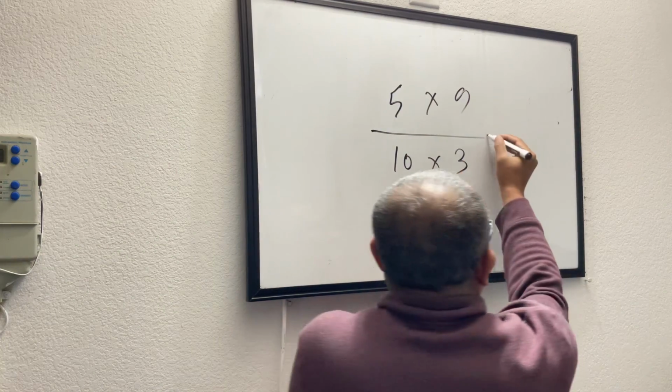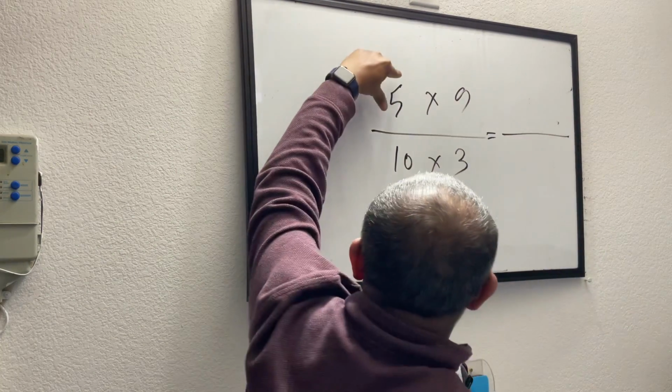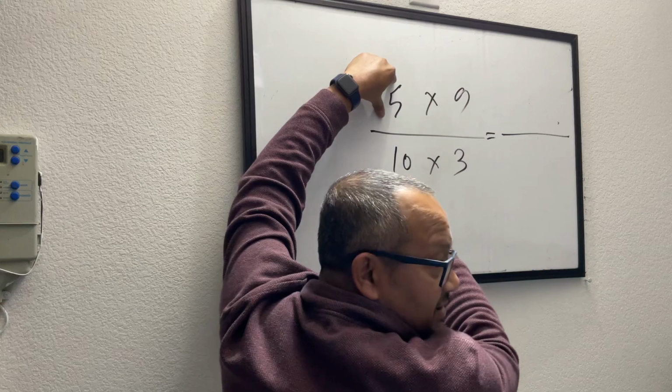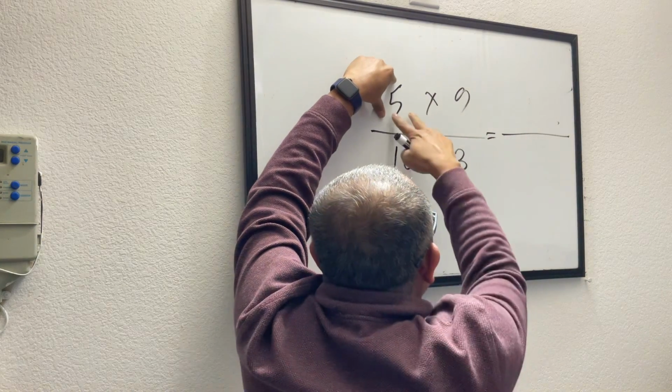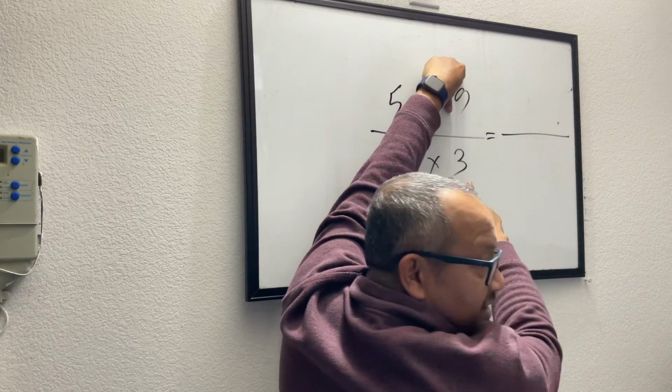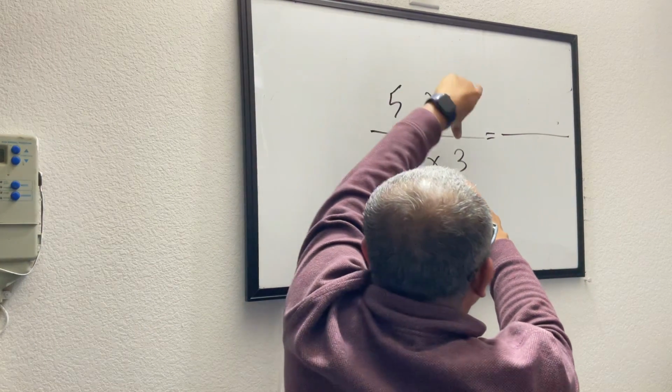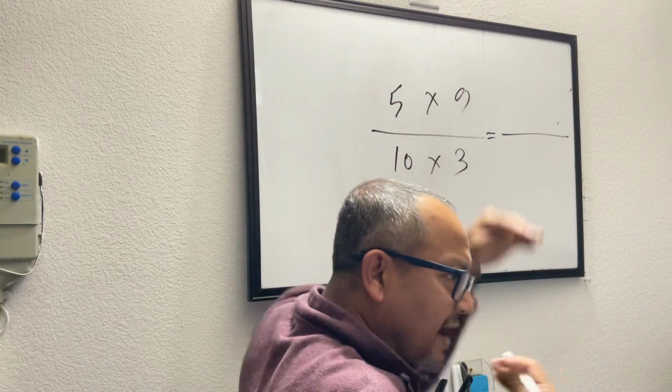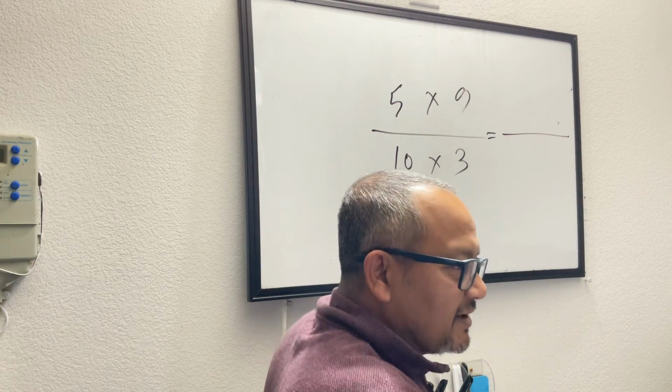Now, what will I do? Here, I see a 5. I see a 10 here. Correct? 5 times 2 is 10. Here, I see a 9. I see a 3 here. So 3 times 3 is 9. So we have a chance to do something, right?